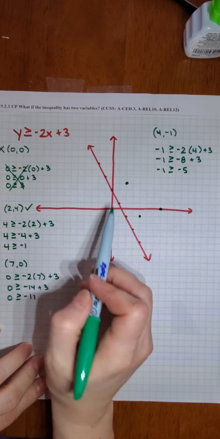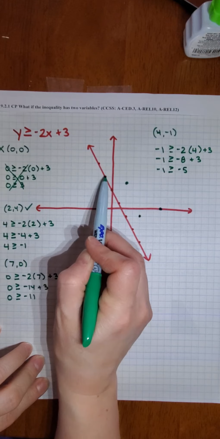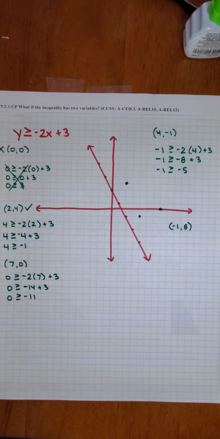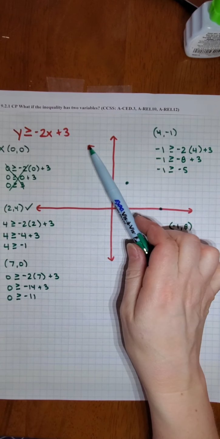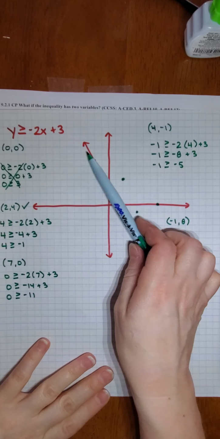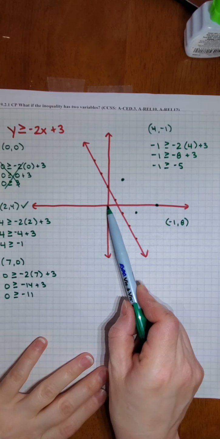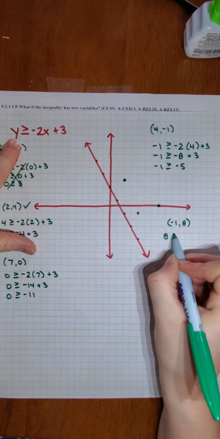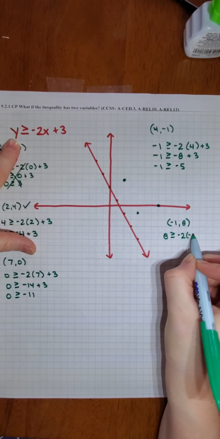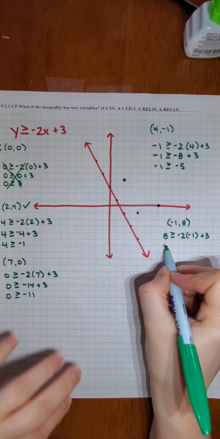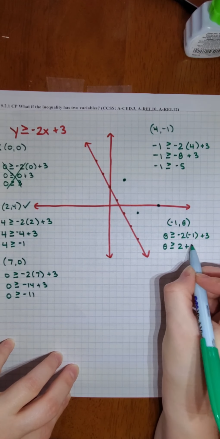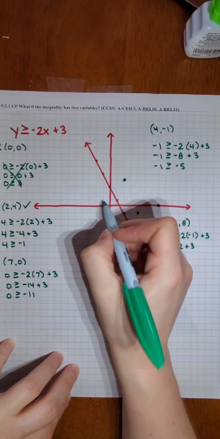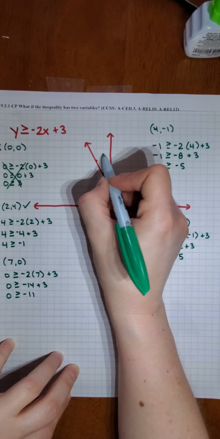All right, let's try one way over here. Let's try negative 1, 8. My hypothesis at this point is that numbers on this side of the line are working, numbers on this side of the line are not working, 0, 0 being one of them that did not work. So if I try 8, is it greater than or equal to negative 2 times negative 1 plus 3? Is 8 greater than or equal to 2 plus 3? Yes, great. 8 is greater than or equal to 5. So negative 1, 8 also works.